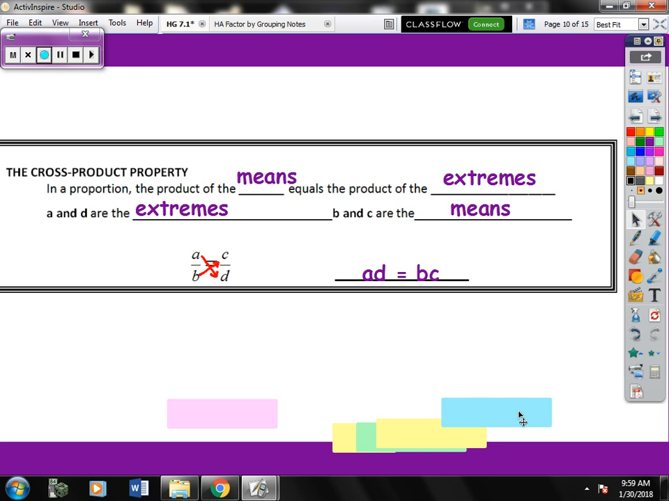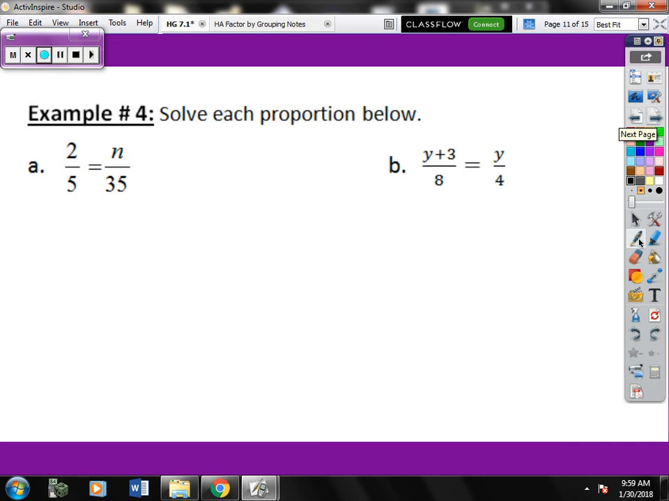So below we just have some examples where we're asked to solve for the missing term. And sometimes you don't have to cross multiply. You can use equivalent fractions. For this one, personally, I would say, well, 5 times 7 is 35. So 2 times 7, n is 14. You don't have to cross multiply.